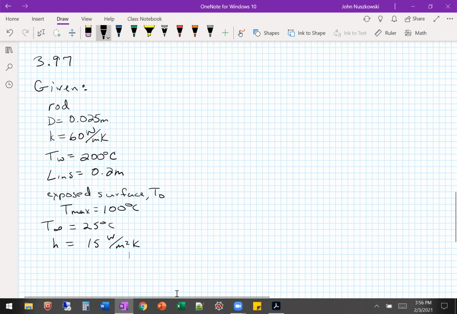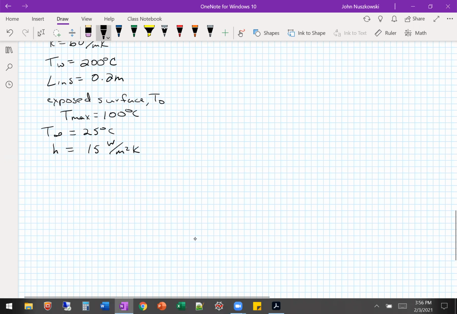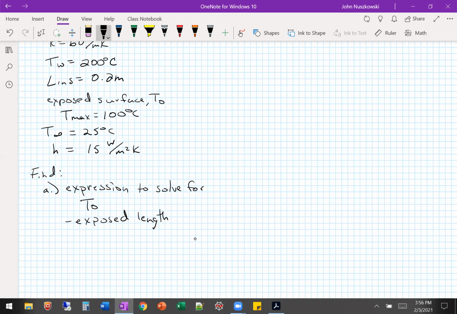They want us to find, part A, an expression to solve for TO, where the exposed length is LO. And then part B, LO is 0.2 meters. What is TO? And what would you change?